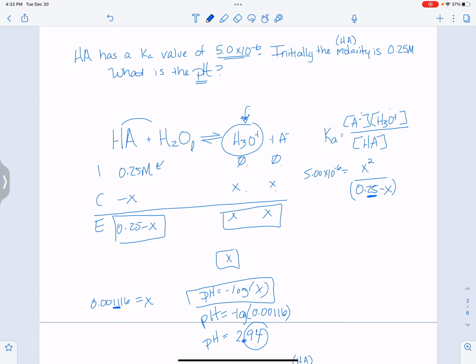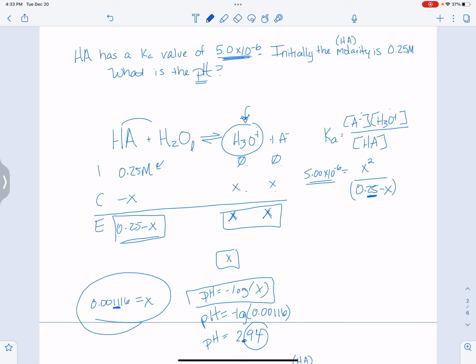Everything else is aq. We knew Ka from the problem up here. And then we plugged in, it turned out to be x times x, so that's why that's x squared. And then we put this term in. Last time, what we did at this point was we solved for Math Papa, we got this number, and then we solved for pH. Now I'm going to show you the shortcut.